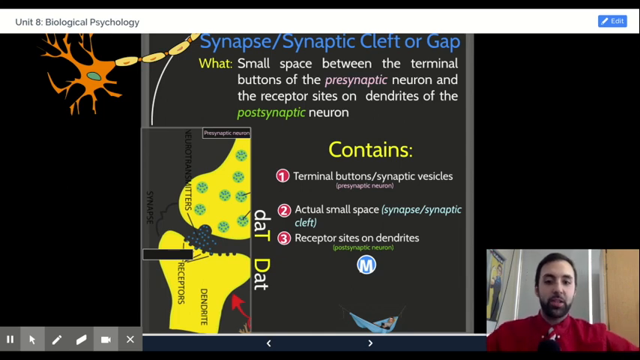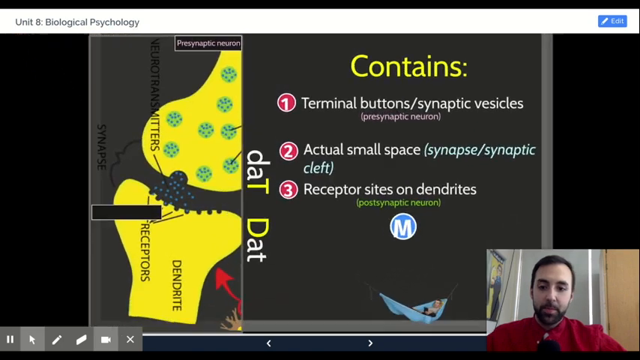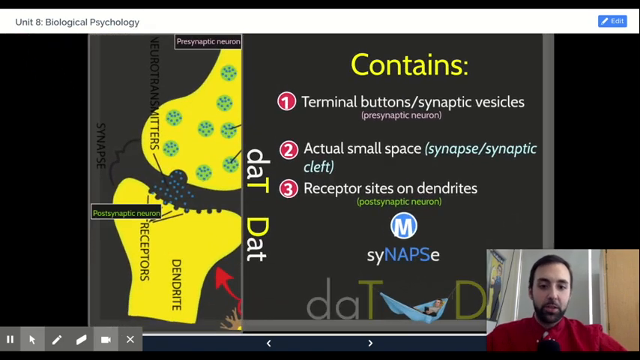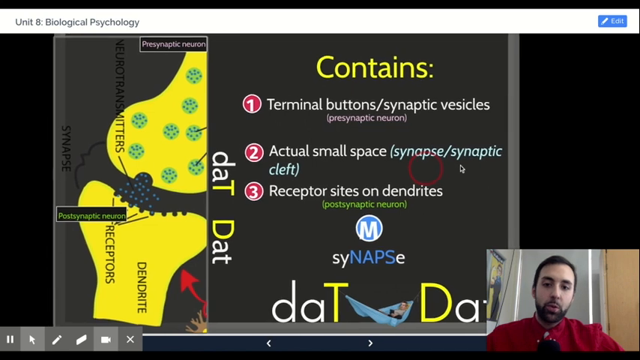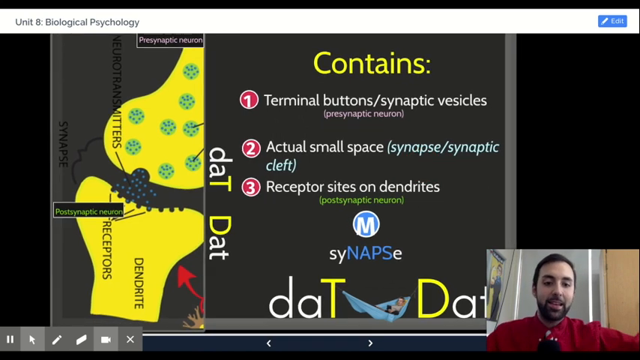So the synapse is essentially a region between two neurons, and it very simply contains the end of one neuron, so the T in that way, the terminal buttons, which contain the synaptic vesicles, the actual small space, whether we call that the synaptic gap or the synaptic cleft, and then the beginning of the next neuron, the postsynaptic neuron, and the receptors on the dendrites of the next neuron. If you want to use the dat-way mnemonic to envision this, think about the word dat being spelled twice back to back. The synapse would be the location between the T and the D, that actual space between those two.